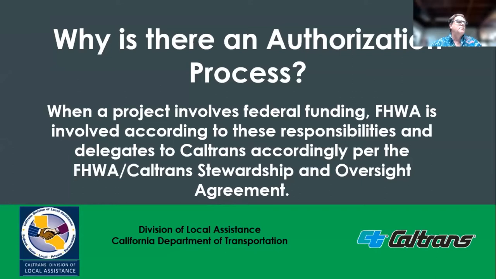This authority comes from Title 23 of the U.S. Code, which requires the United States Department of Transportation, USDOT, and the state to enter into an agreement for the extent to which the state assumes project approval and oversight responsibilities for the USDOT. With authority from the oversight agreement, Caltrans has passed on these delegations to local agencies to the greatest extent possible.